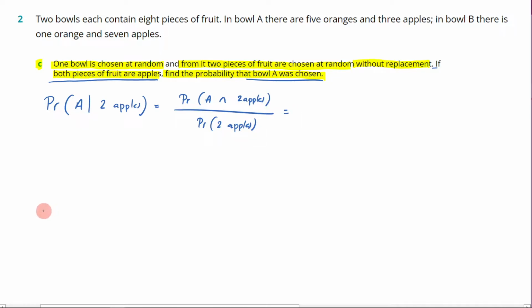Think about our tree diagram. The first thing that we're doing is choosing a bowl, so either bowl A or bowl B. That means there's a 50-50 chance of getting either one, because there's two bowls and we're choosing them randomly. Now, we really only care about our apple line, so let's just write down the apple line here. For bowl A, there are 3 apples out of a total of 8, and remember we're doing this without replacement, so the next one will be 2 on 7.